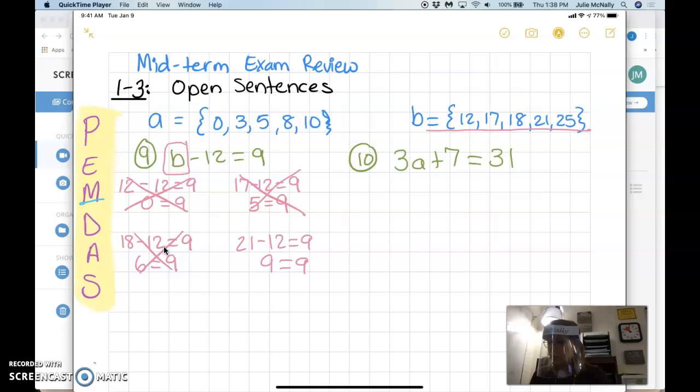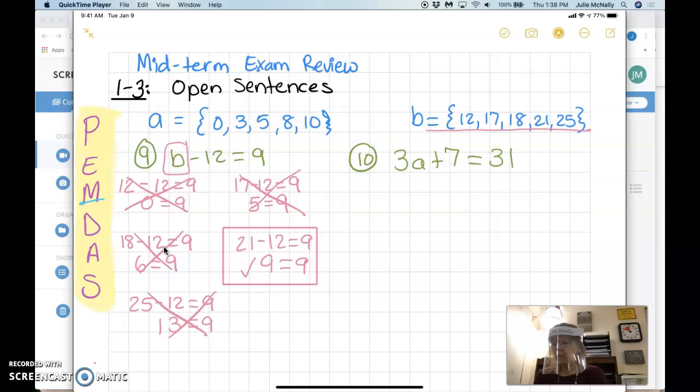Yes, 9 equals 9. So that one's right, but sometimes they put two numbers that work. So I'm going to go ahead and plug 25 in just to make sure that I don't have two answers. 25 minus 12 is 13. Nope, 13 does not equal 9. So my answer to this one is 21. That's the number that works. Does that make sense? Yeah.